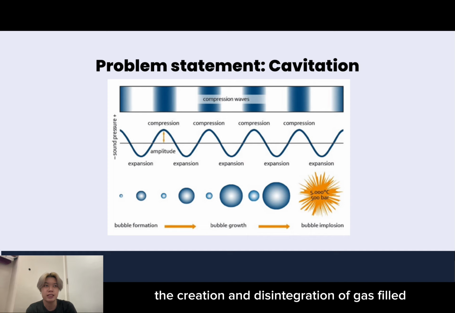The creation and disintegration of gas-filled bubbles in tissues is known as cavitation. While cavitation is normally not a major issue with diagnostic ultrasonography, it can occur when high-intensity ultrasound is used for therapeutic purposes, such as lithotripsy, and can have cavitation consequences that can cause tissue damage.